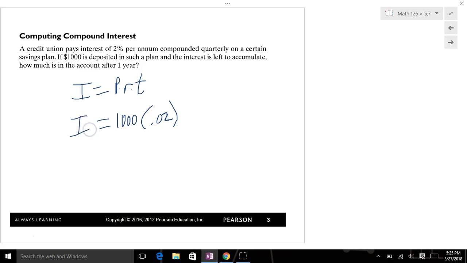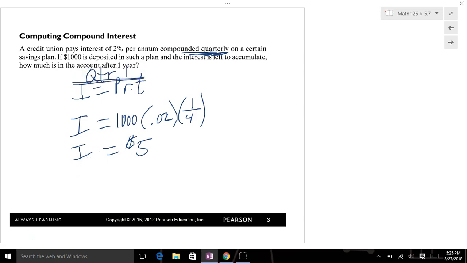So let's figure out this interest. This is 2%, but it is compounding quarterly, so it's just for a fourth of a year. We're going to figure out the interest: it's 2% for every fourth of a year when this thing is compounded quarterly. So if you punch this in, you're going to end up getting $5 in interest. This is for quarter one.